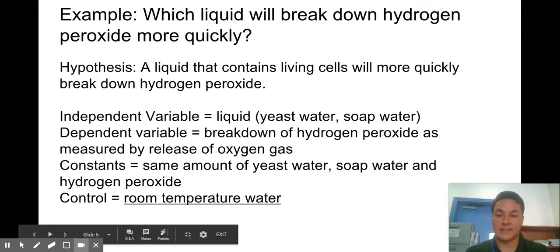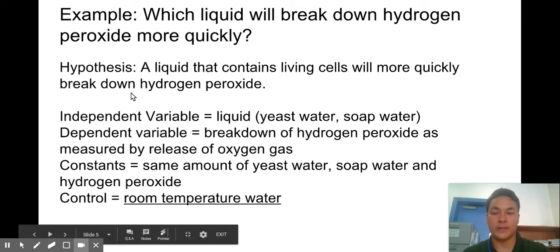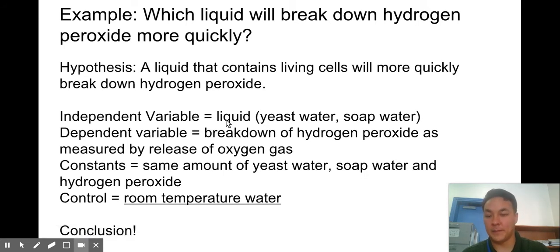Here's what we did in class. This was, I believe, the first or second day of school. Which liquid will help break down hydrogen peroxide more quickly? And then I said a liquid that contains living cells more quickly break down hydrogen peroxide. So we had here our independent variable was the type of liquid, and we tested 2 things in class, if you remember the beakers. We tested yeast water and soap water. Well, hopefully now, after our lab, you know that yeast and living organisms contain the enzyme catalase. And catalase helps us to break down hydrogen peroxide.